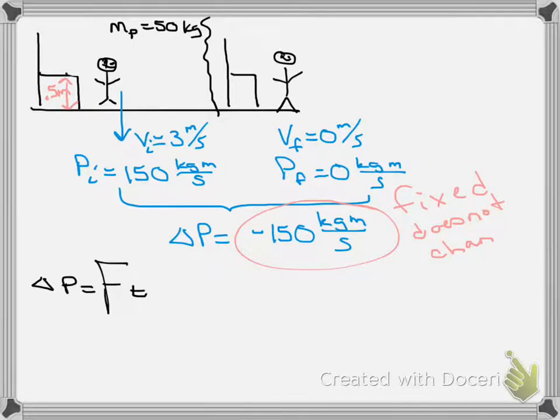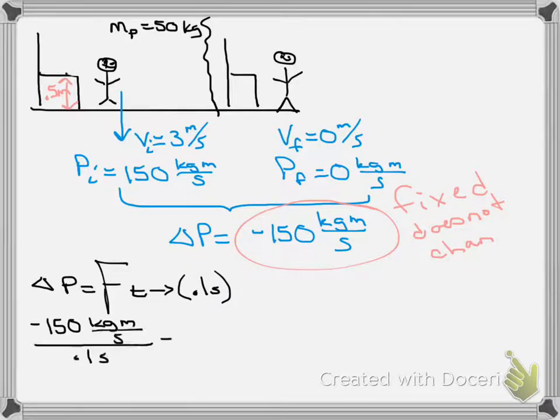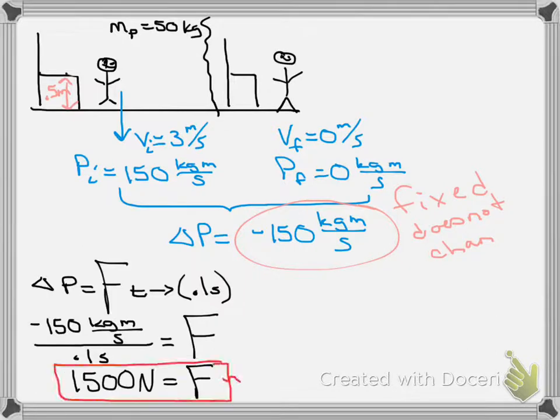So we can do that with a large force over a very short period of time. This would be what would happen if you step off the chair and you lock your knees so that you hit the floor with nice straight legs. Well, if it takes 1/10 of a second to come to rest, that means that there is a 1,500 Newton force that the floor is applying to you. That is 3 times the weight of this person.